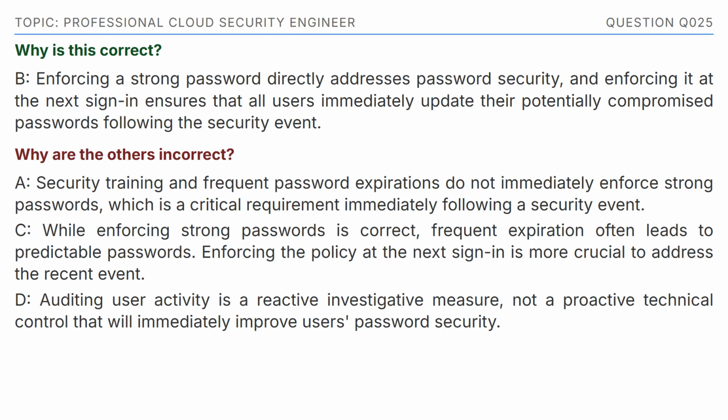Why are the others incorrect? A. Security training and frequent password expirations do not immediately enforce strong passwords, which is a critical requirement immediately following a security event. C. While enforcing strong passwords is correct, frequent expiration often leads to predictable passwords. Enforcing the policy at the next sign-in is more crucial to address the recent event. D. Auditing user activity is a reactive investigative measure, not a proactive technical control that will immediately improve users' password security.